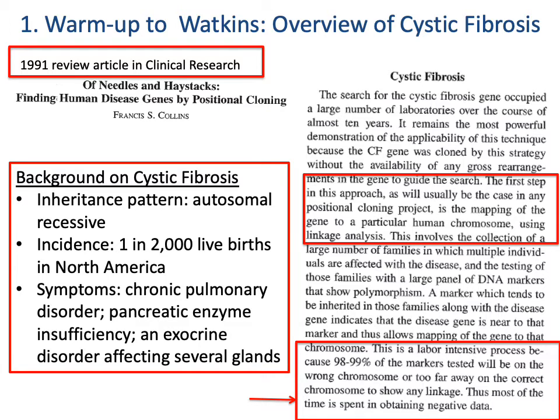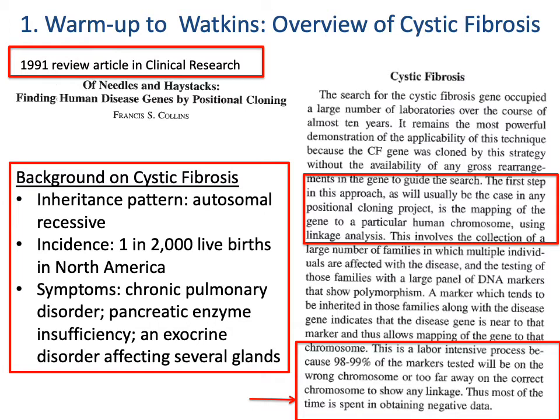So first we want to understand a little bit of background on this disease, why we should be interested in it. And it is an autosomal recessive disease, and the frequency is fairly high, 1 in 2,000 live births in North America. The symptoms are chronic pulmonary disorder, pancreatic enzyme insufficiency, and because it's an exocrine disorder, it affects several glands. Okay, so that's a little brief background on cystic fibrosis. We'll be coming back to the symptoms, diagnosis, and treatment of the disease in some later lectures.